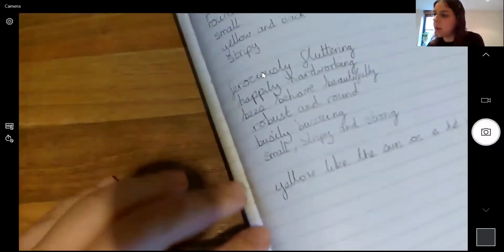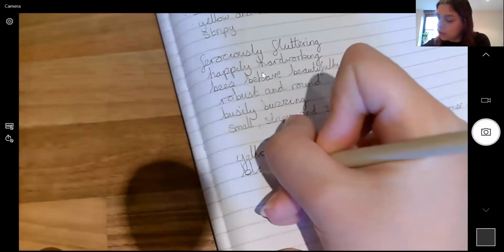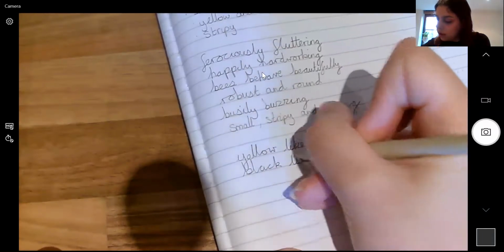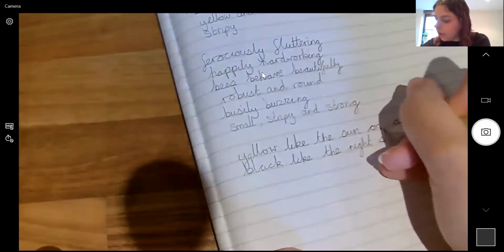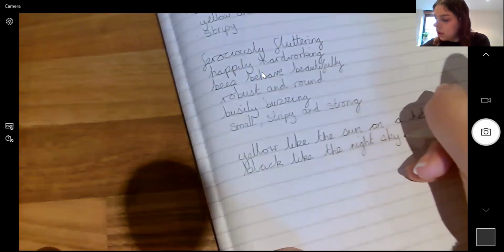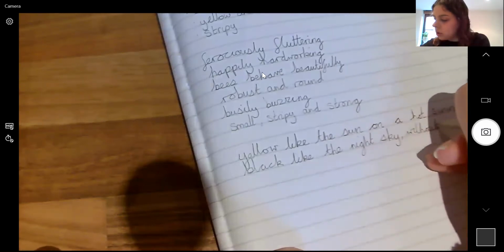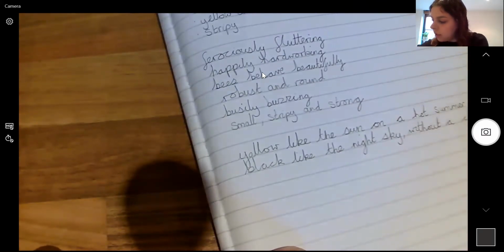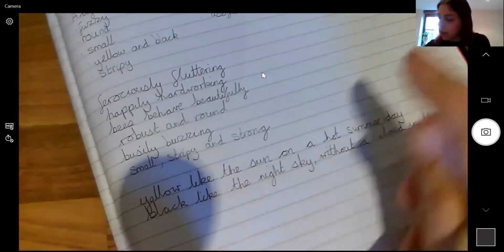Okay, then my next one that I'm going to choose, I've done the yellow, I'm going to do the black section now. So I'm going to say black like the night sky, comma, without a cloud in the sky. So again, I've just added some extra information in there.